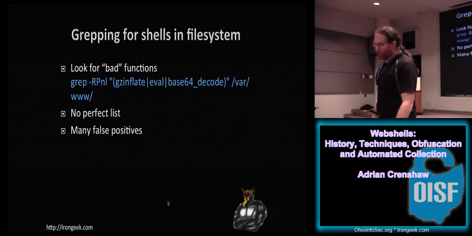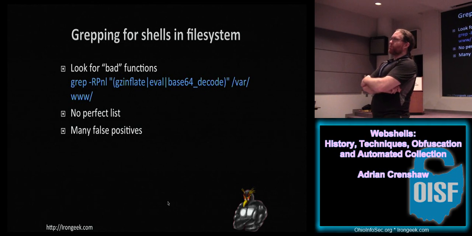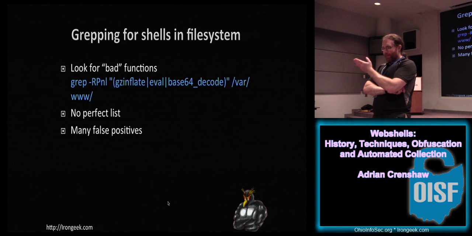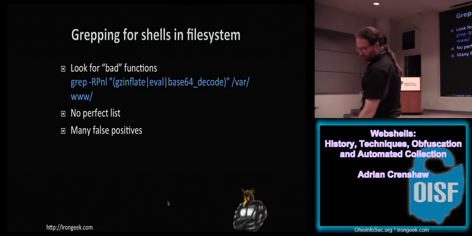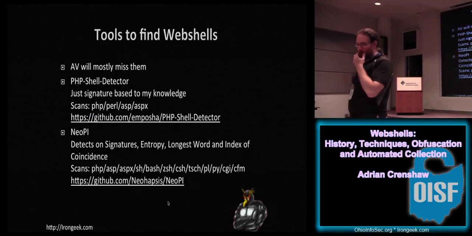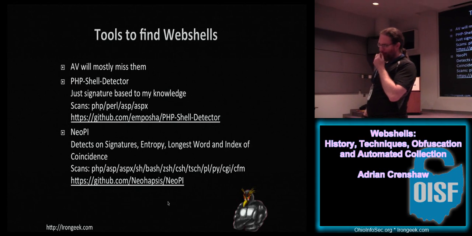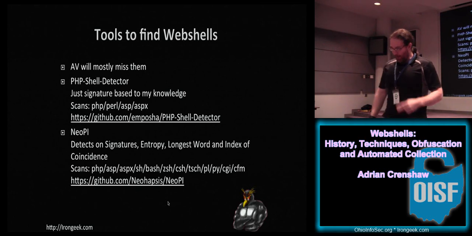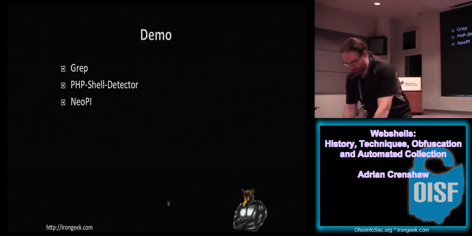You can look for certain bad functions. If you want to go outside the logs and just look at the files directly, look for things like eval, base64_decode, gzinflate, which people might be using for obfuscation, though these also have legitimate uses. So it's not going to be perfect, but it cuts down the number of files you might want to look at. You'll get a lot of false positives. There are all sorts of tools out for doing it. I've seen some AV remove web shells, but it's very hit or miss and mostly miss. There's also a few tools like PHP Shell Detector and NeoPI that you can use for finding shells.